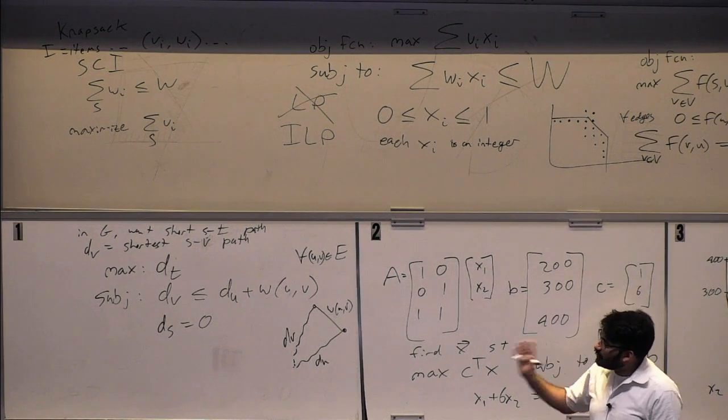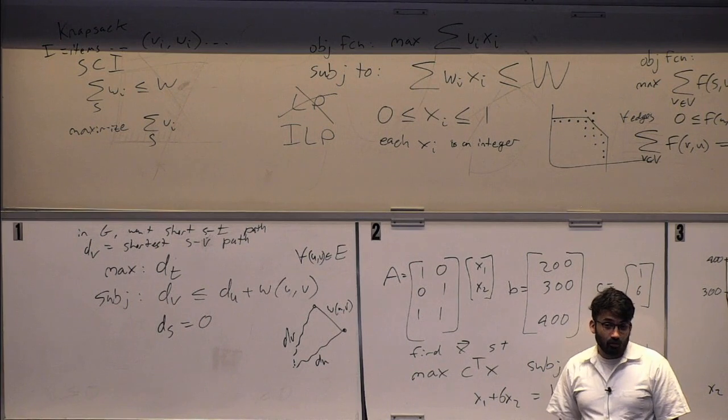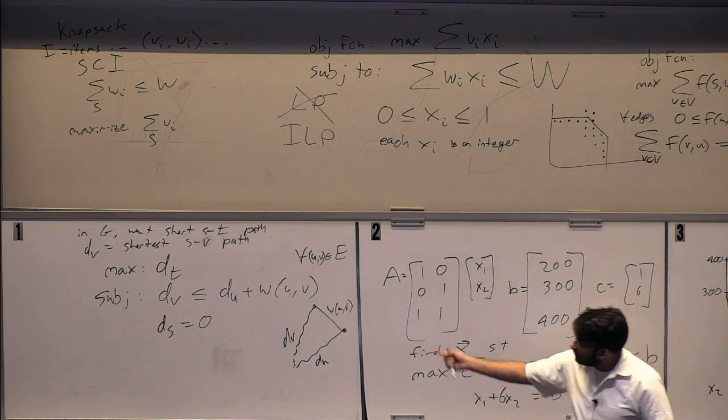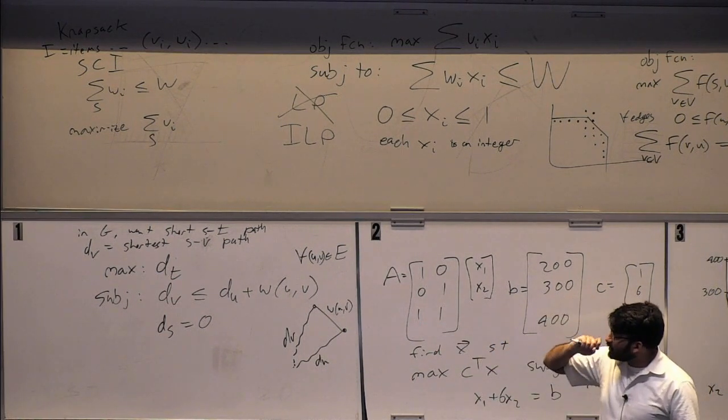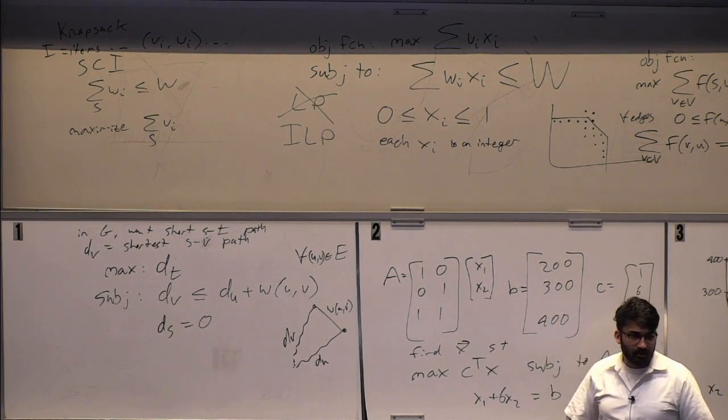The answer is that if it was a minimization, this LP has the smallest answer. What is that answer? It's just d_t is equal to zero, right? Just set d_t to zero. That satisfies all the constraints because these are all going to be positive numbers. So you set d_t to zero, and that's a solution. That's the minimal solution, in fact. The shortest path can't be less than or equal to zero.